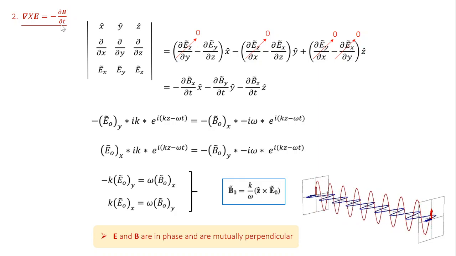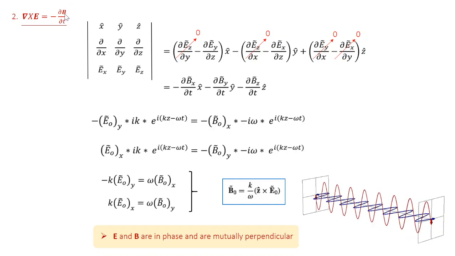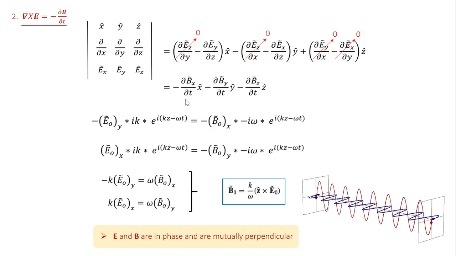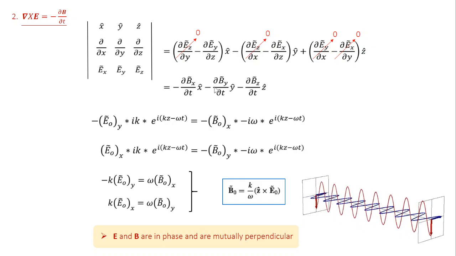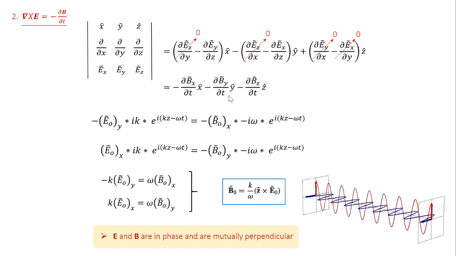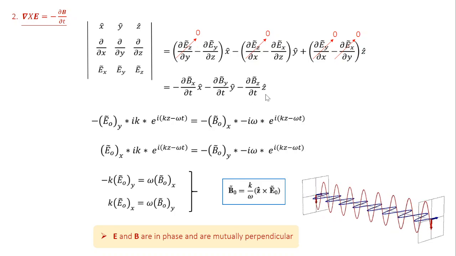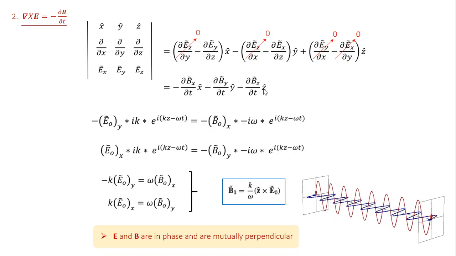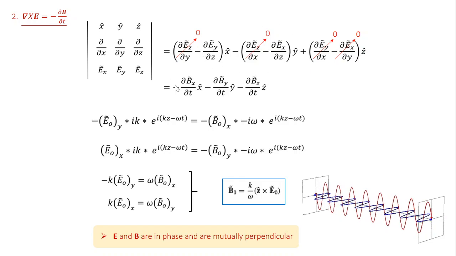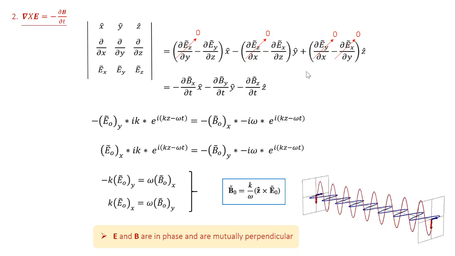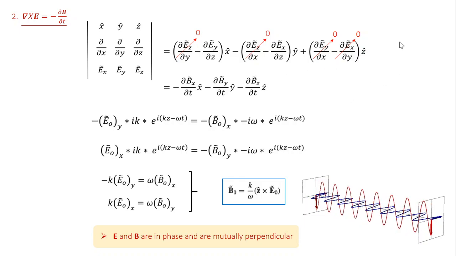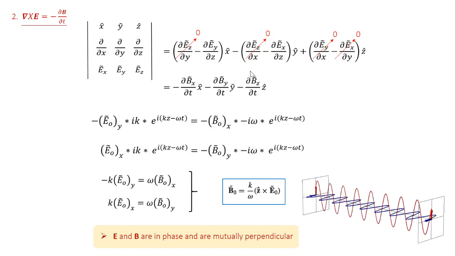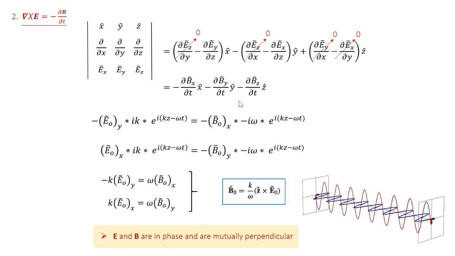Now on the right hand side I have minus ∂B/∂t. Expand this in the components form. It becomes minus ∂Bx complex/∂t x cap minus ∂By complex/∂t y cap minus ∂Bz complex/∂t z cap. So you have vectors on either side, equate the components. Since the z component is completely 0 on the left hand side, you don't have to bother about that. You need to equate only the x and y components.